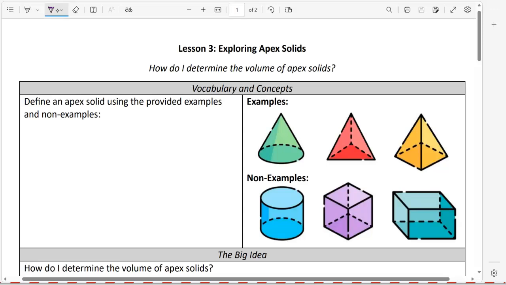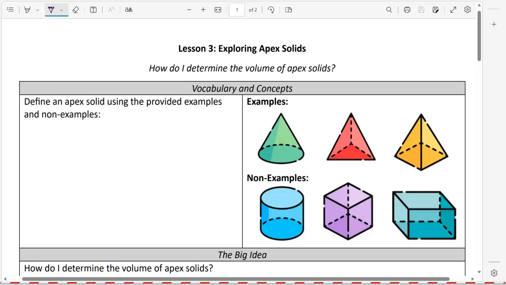So when we look at our non-examples, what I'm noticing is that there are two bases, a top and a bottom base, that are both flat. And I'm noticing too that for the most part, all of the sides go all the way around the base, which seems to be a similarity with our examples. Looking at our examples, each one only has one base and the sides or edges come to a point. And so that's what our apex solid is.